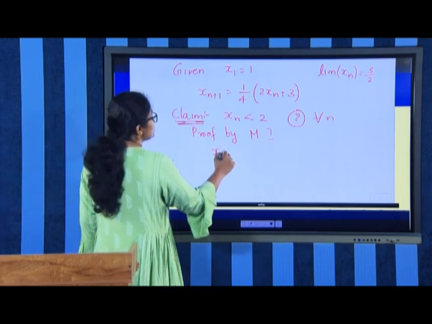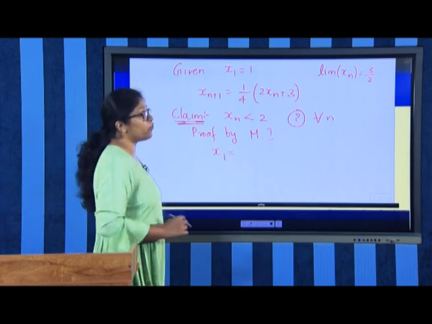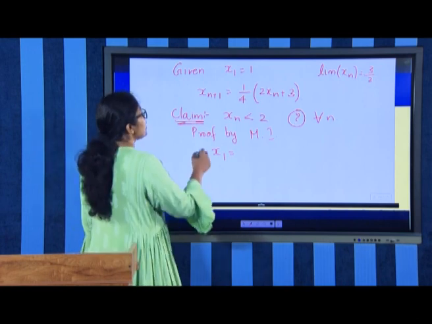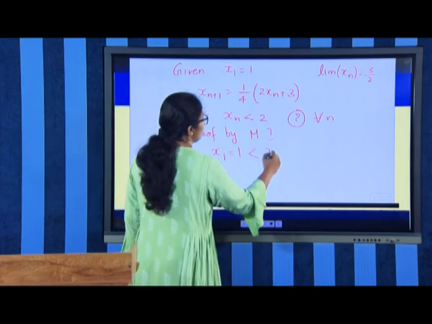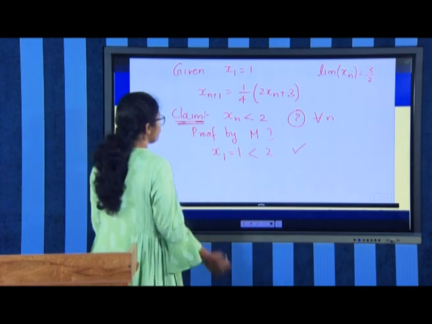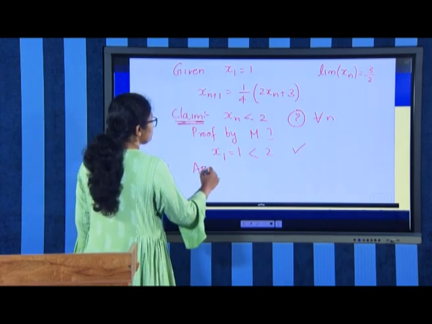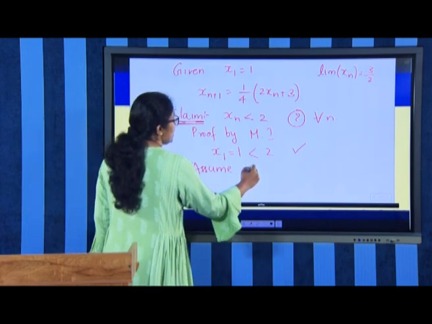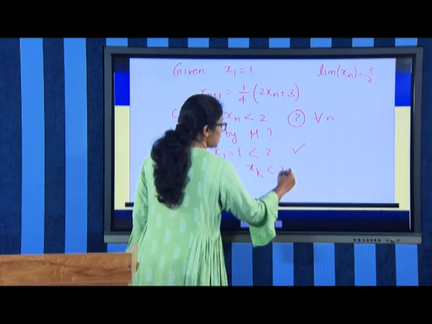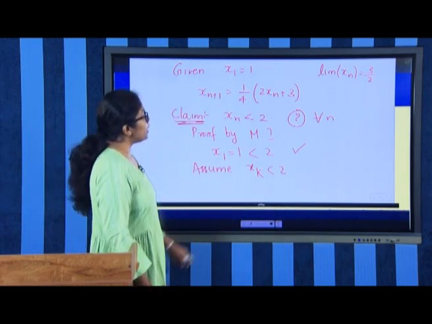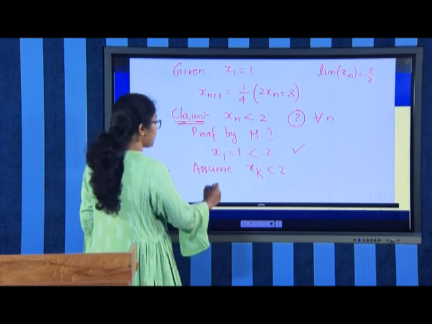So, let us consider the case for n equal to 1. x1 is given to be 1, which is definitely less than 2. So, this is correct. Assume xk is less than 2. Then what happens to xk plus 1?